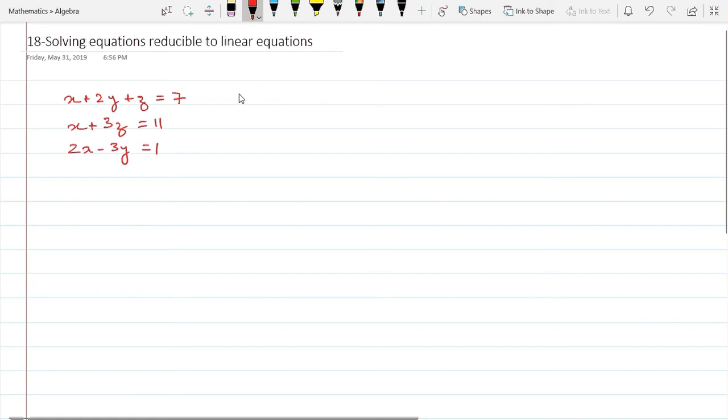Currently we are solving this part of the chapter wherein we are dealing with equations that are reducible to linear equations. Let me call this equation 1, this equation 2, and this equation 3. I have to solve three equations in three variables, x, y and z. Like in the previous question, we'll reduce these three variables to two variables by eliminating one of the variables, and then it will become linear equations in two variables.